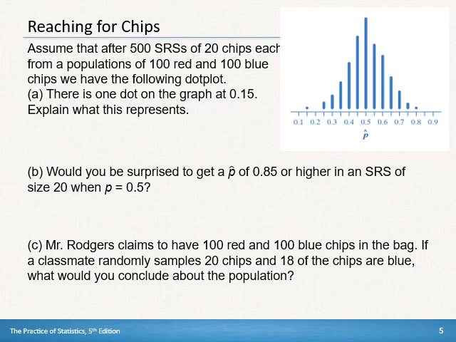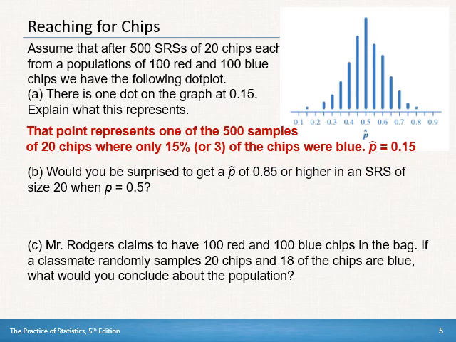All right, what is that one dot at 0.15? So that would be this dot here. What does that represent in this context? All right, so that one dot represents one of the 500 samples, and that one sample of 20 chips had only 3 that were blue. So that gives us a p hat of 15%.